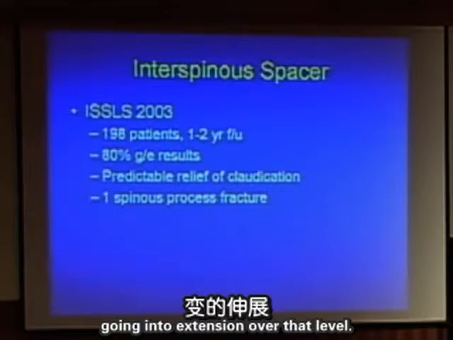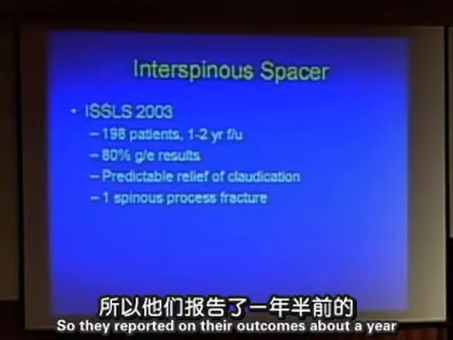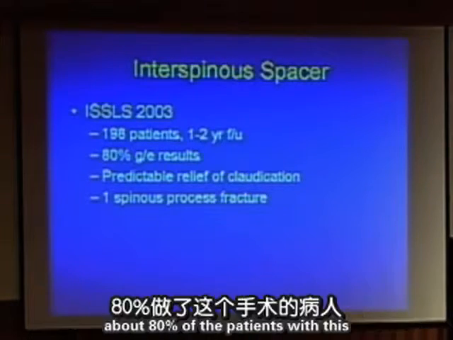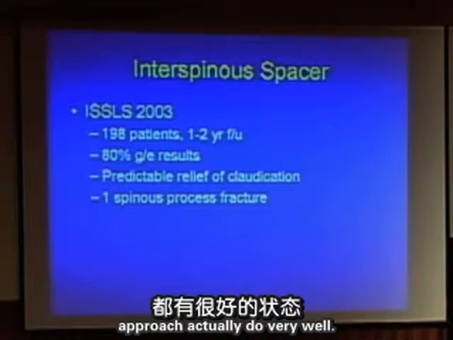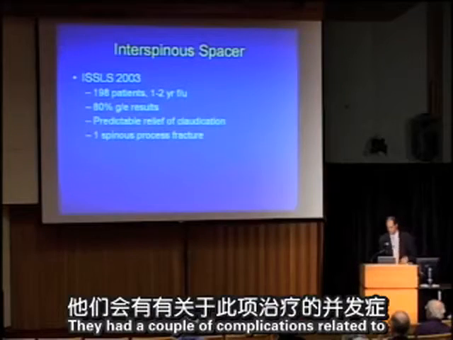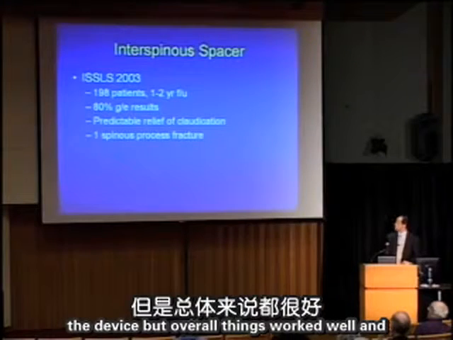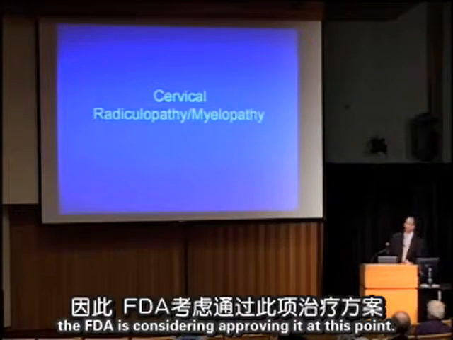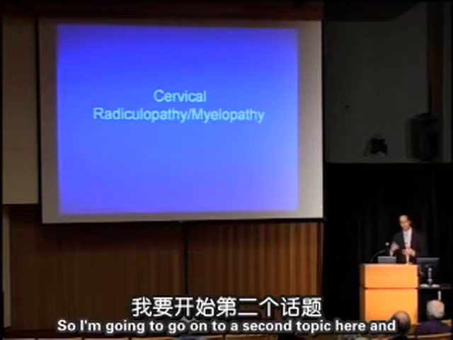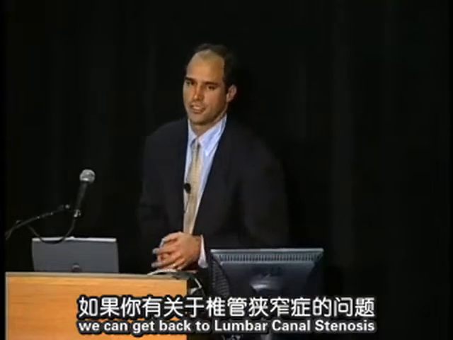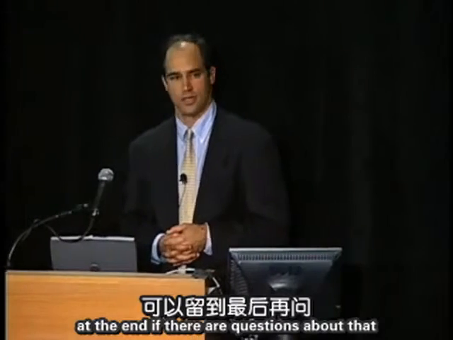that keeps the spine from going into extension over that level. So they reported on their outcomes about 1.5 years ago, and it seemed that most of the patients, about 80% of the patients with this approach, actually do very well. They had a couple of complications related to their device, but overall things worked well, and the FDA is considering approving those at this point. So I'm going to go on to a second topic here, and we can get back to lumbar canal stenosis at the end if there are questions about that.